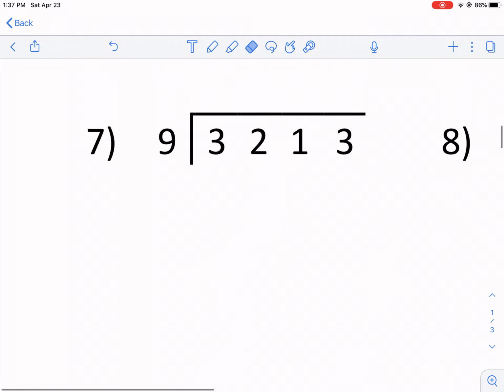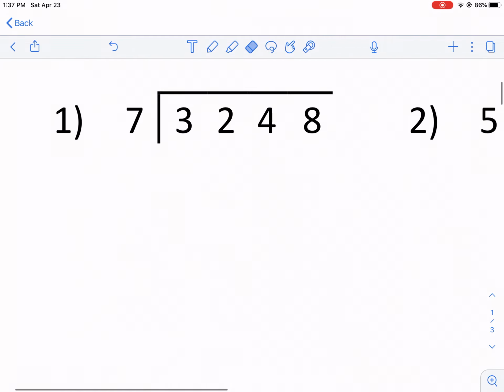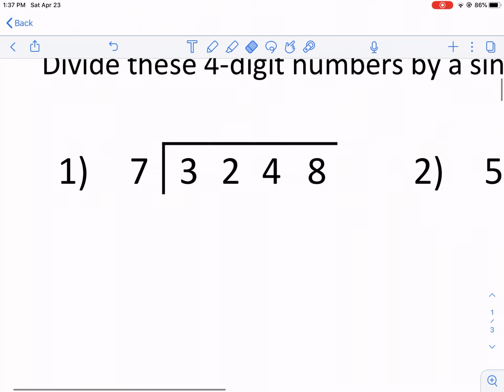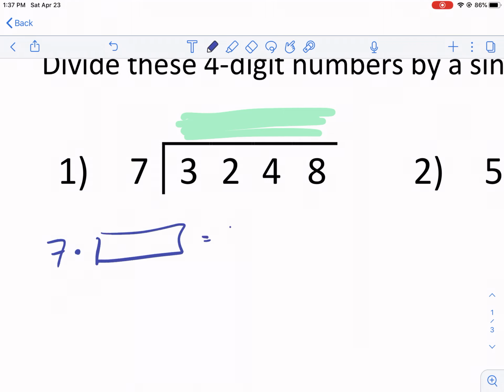I think we're ready to get into some long division now, okay? What's the process? Let's start with number 1. Like I said, we're going to have some number here, and it's probably not going to be that big. It's going to be large, but not that large. 7 times something equals 3,248. Again, that's that green that I have there, but we don't know what that is. We need to find it.